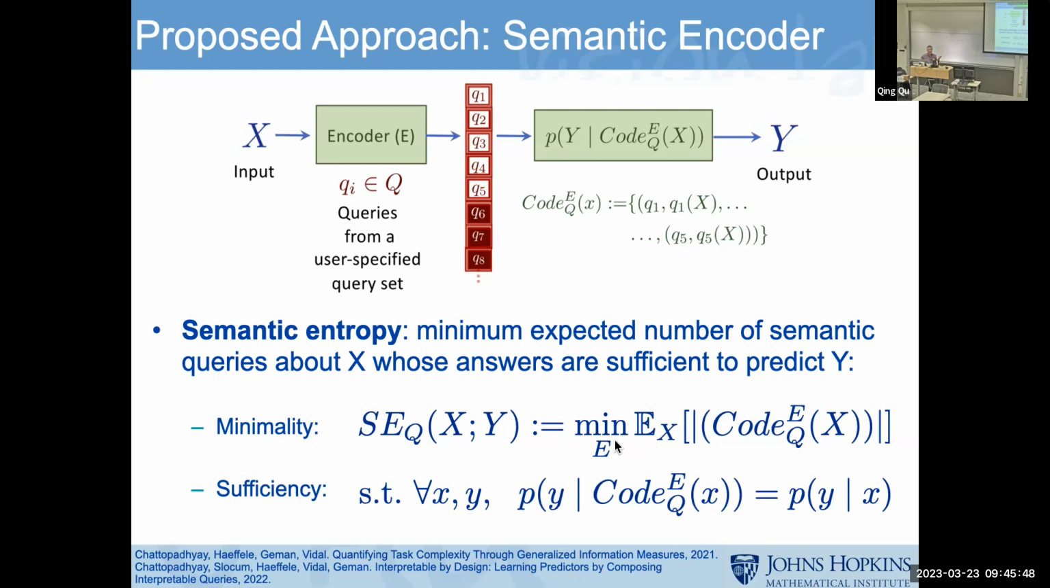What we want to do is select the encoder that minimizes the expected code length, a very classical notion in information theory. This is our notion of minimality, of Occam's razor: make a prediction by asking the smallest number of questions on average over all input images. That's what we call semantic entropy. The motivation is very much related to the classical definition of entropy, the expected code length. So the objective is to select the algorithm that on average gives you the smallest number of questions, subject to that sufficiency constraint: the code should be sufficient for predicting Y. That captures what I said: select a small number of questions that are sufficient for making a prediction.